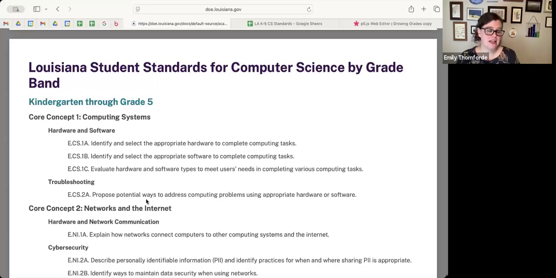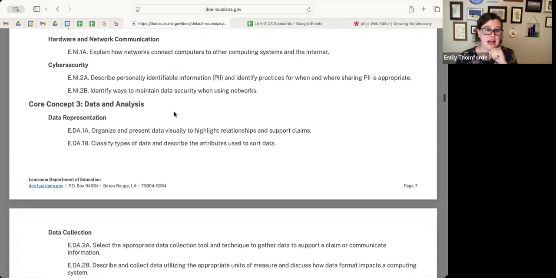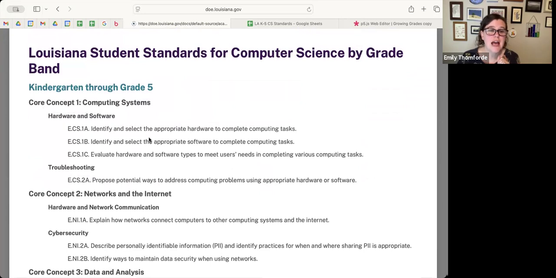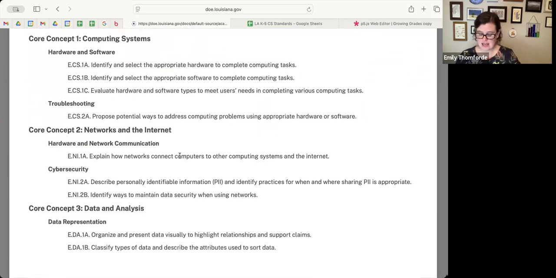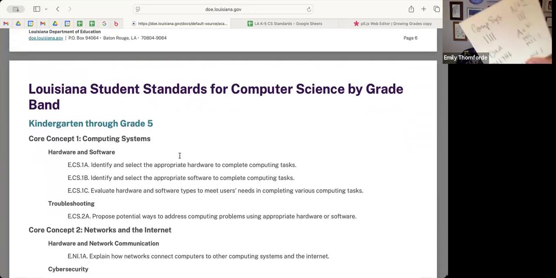Let's say I had a question about how important data and analysis is in the Louisiana State Standards for Computer Science in kindergarten through fifth grade. Well, I would come to this as my source. Here is where I would look at the relative frequency, the counts for each core concept, how many standards there are. I could gather my data by doing a tally, so I have a count of the frequency of each one.